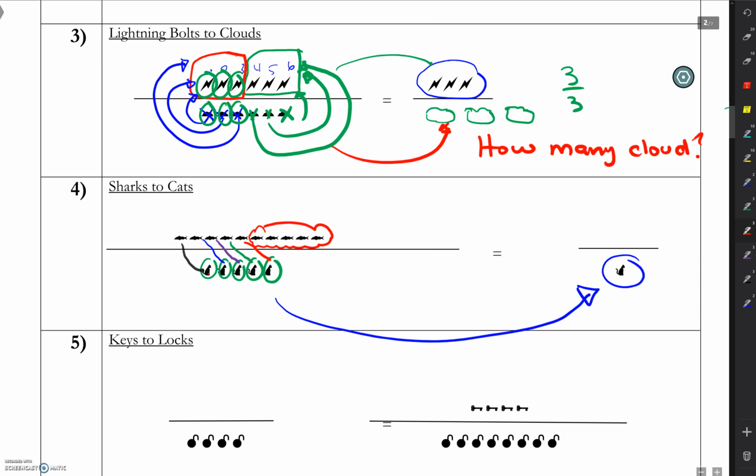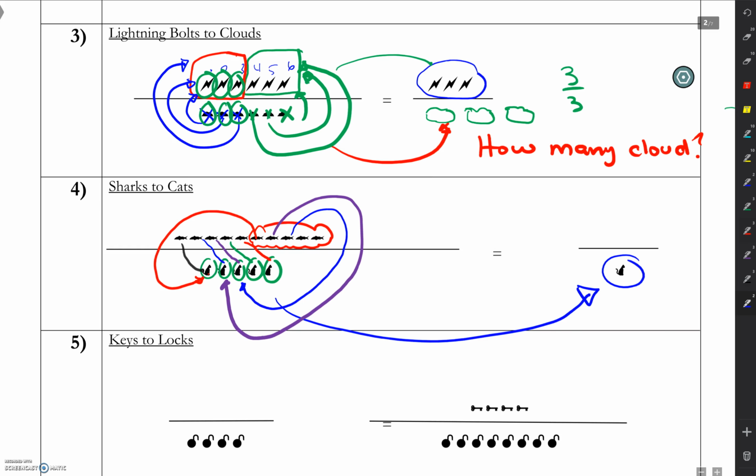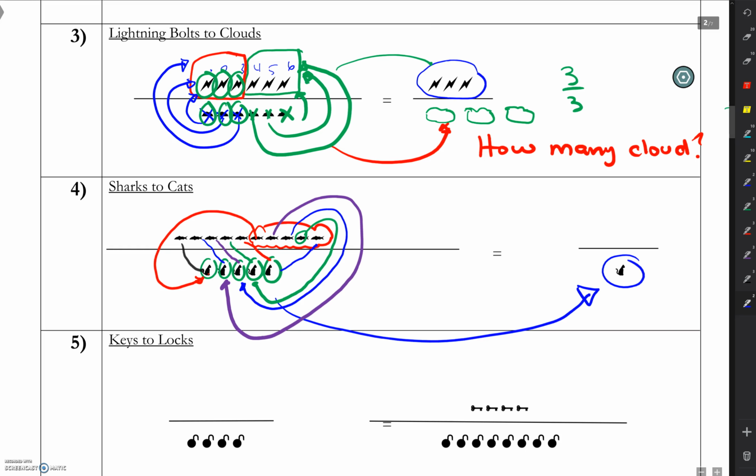So I'm going to do the same thing. This shark goes over here. This shark goes over here. This shark goes all the way over here to this guy. This shark here is going to go right here with this guy. And then the last one, this one goes with this shark. So now all my sharks are taken.